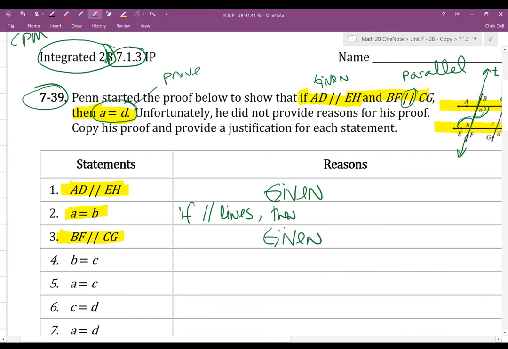then alternate interior angles are equal or congruent. Okay.